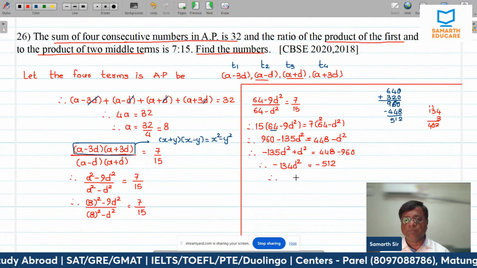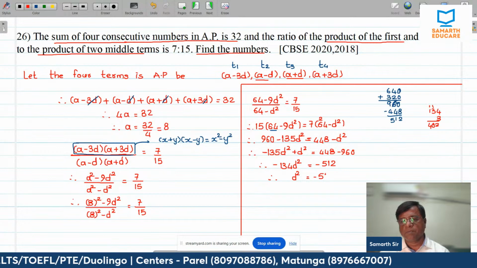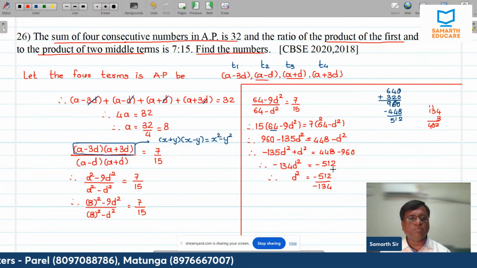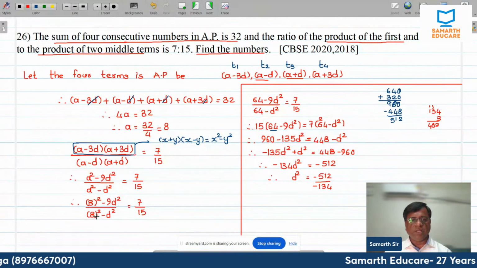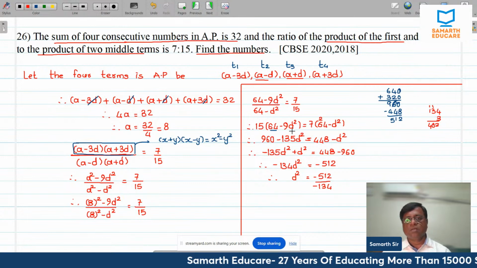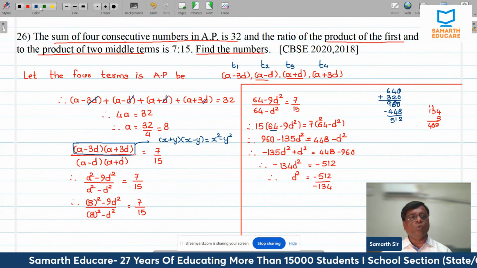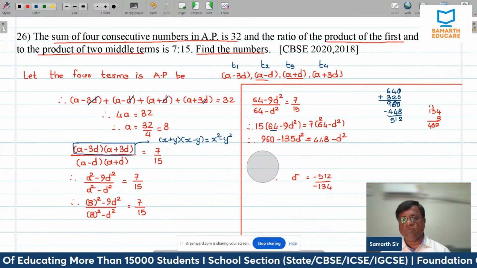Let me check. Minus 134. Let us first of all check whether we have made any, or I have made any mistake. Oh. So there is a mistake. I'm so sorry. I will have to cancel this.